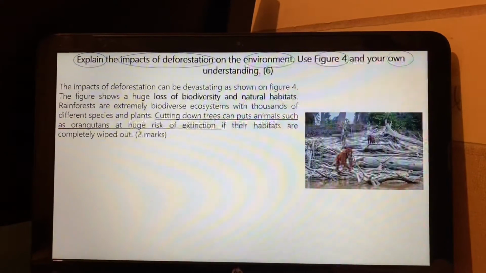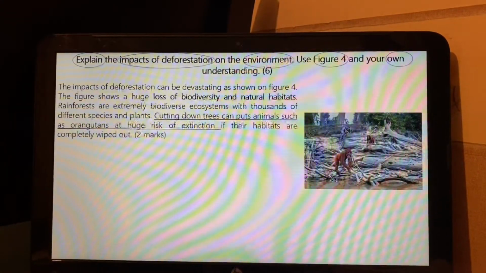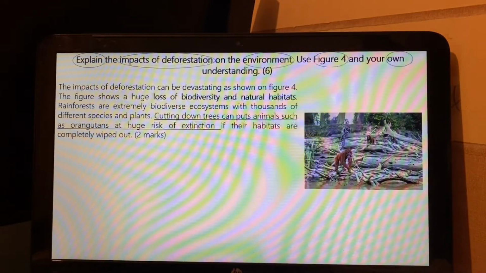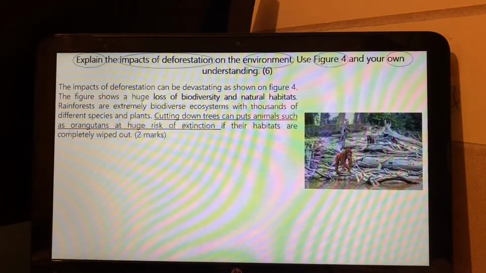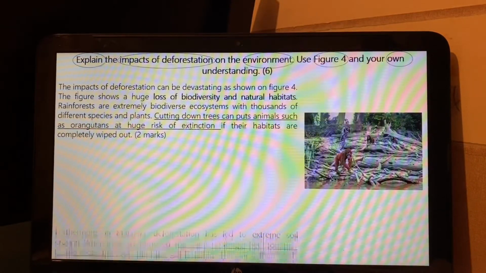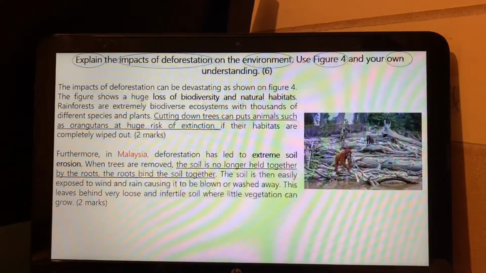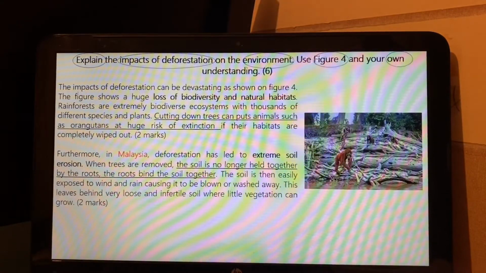So that will give you 2 marks, guys. Obviously, in real life, you have to keep it a bit shorter. This is looking like quite a bit of lines here, so I'll move on very quickly. Furthermore, so I'm using my connectives. I now look at the question. I've used the figure. I don't need to talk about the figure anymore. I talk about my own understanding.